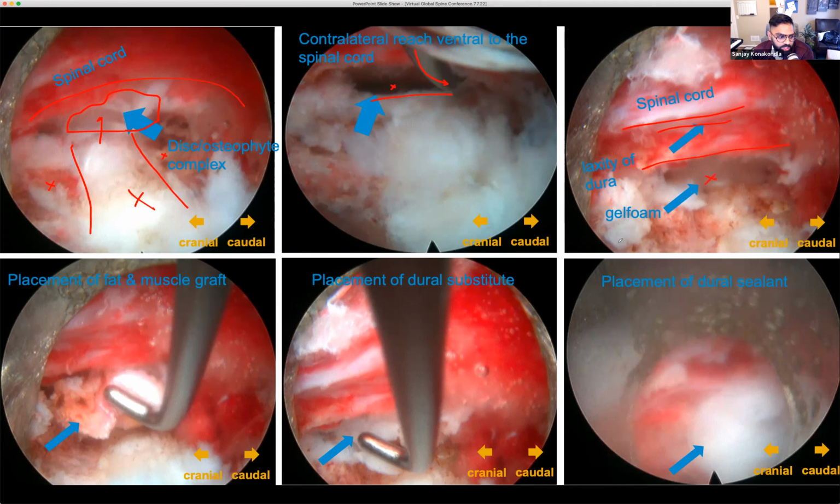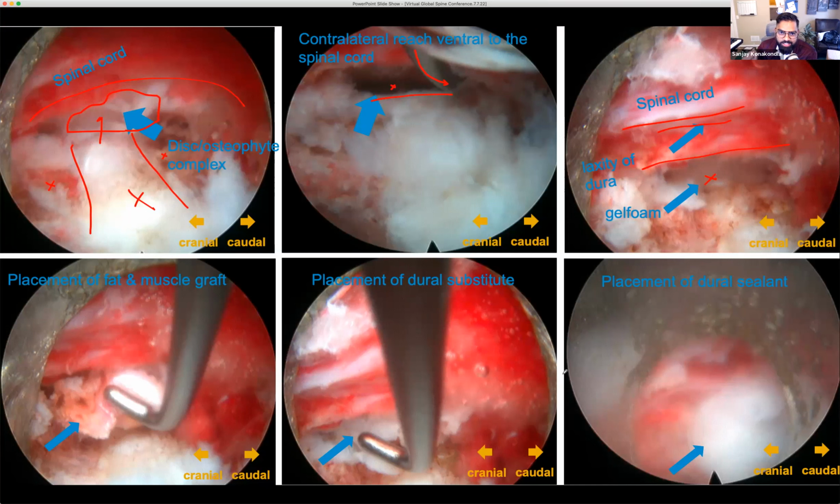So we stick some gel foam in there, we take a nerve hook, and after having some fat and muscle graft, we also stick that in there. We cut a piece of dural substitute, also stick that in there, and then squirt some dural sealant on top of that. So, we're very satisfied with that closure endoscopically.